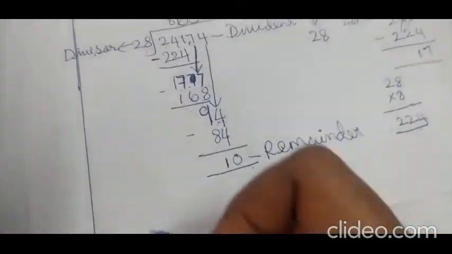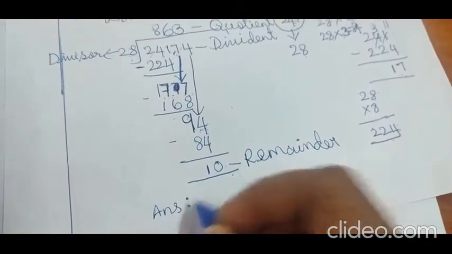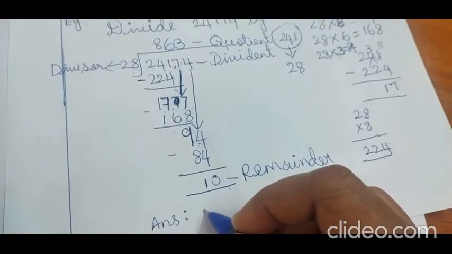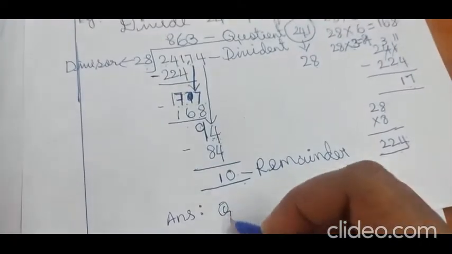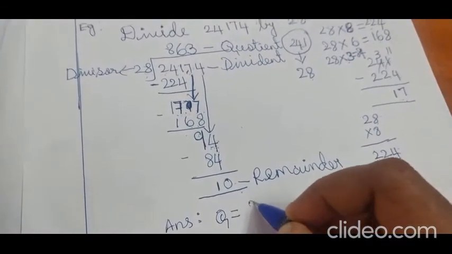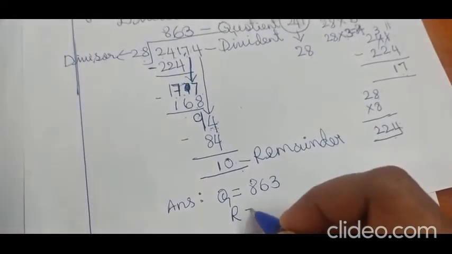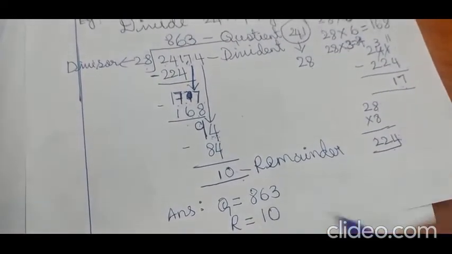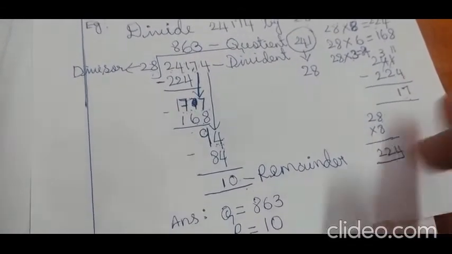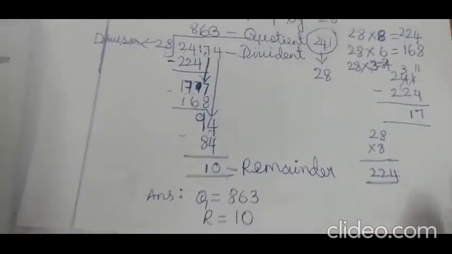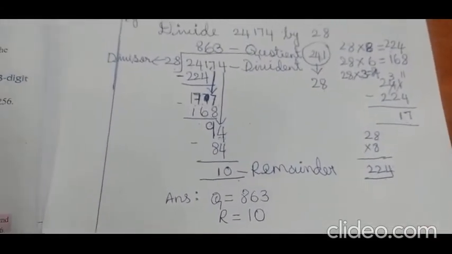Now we will write the answer. What is the quotient? That we will write as capital Q, 863. And then the remainder is 10. This is already given in the book. Got it? This is one example that we have done from the book. This is an example sum from the book.